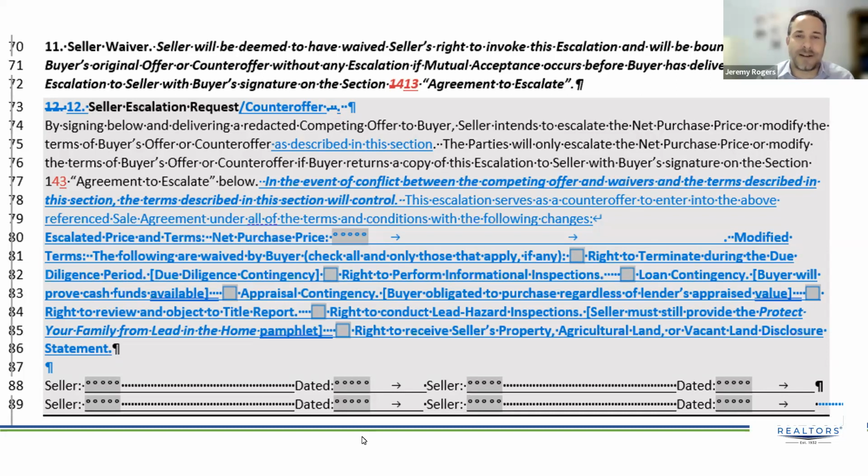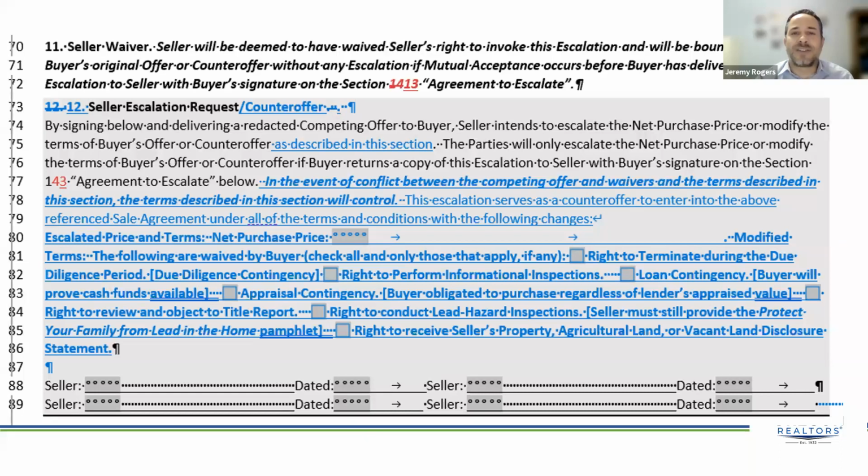I see something in the chat here. Let's see, what did I miss? Seller gets an offer. Seller gives escalation invite to buyer. Doesn't buyer give initial escalation to seller?